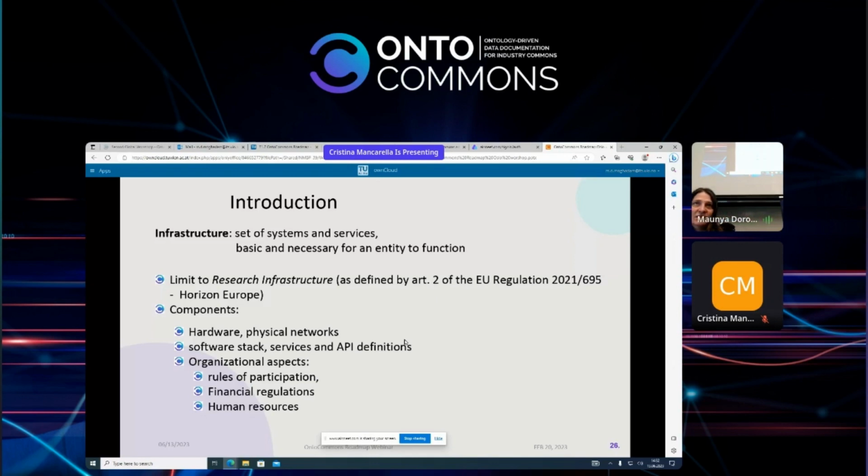In this project, in OntoCommons, we limit this to research infrastructure, and this is defined by Article 2 in the EU regulations. Some of the main components we consider in this roadmap are the hardware, the physical networks, the software stack you need to run your services, the APIs to access them, and of course, very importantly, organizational aspects. What are the rules of participation? What are the financial regulations to access the infrastructure? And of course, human resources.